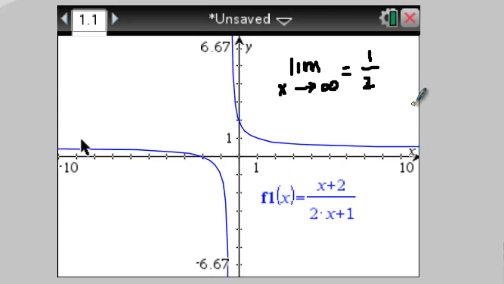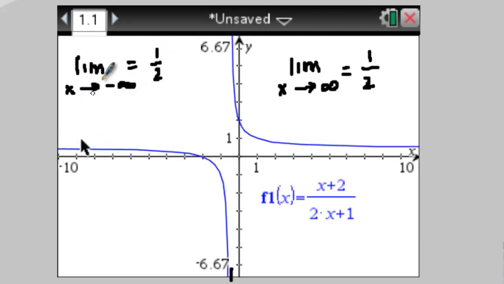So that's the right side of the graph. We also have to do the left side of the graph. So here we do the limit. Now here the x values are going towards negative infinity. What is the graph doing as I'm going here? If I follow the y values over here, they are also getting closer and closer to the horizontal asymptote, or the end behavior asymptote, of 1/2.